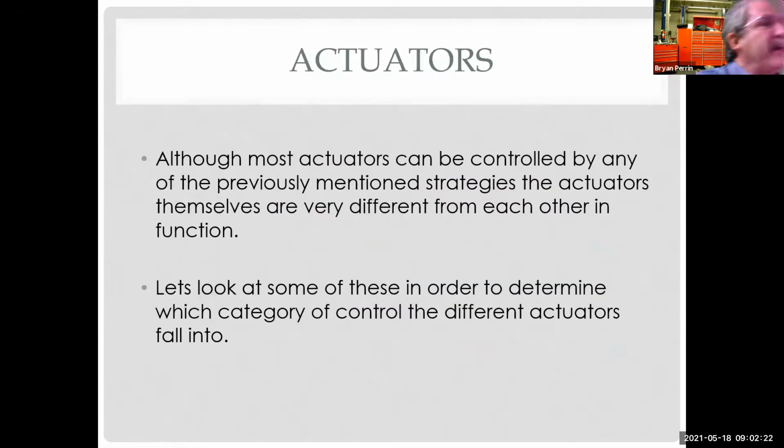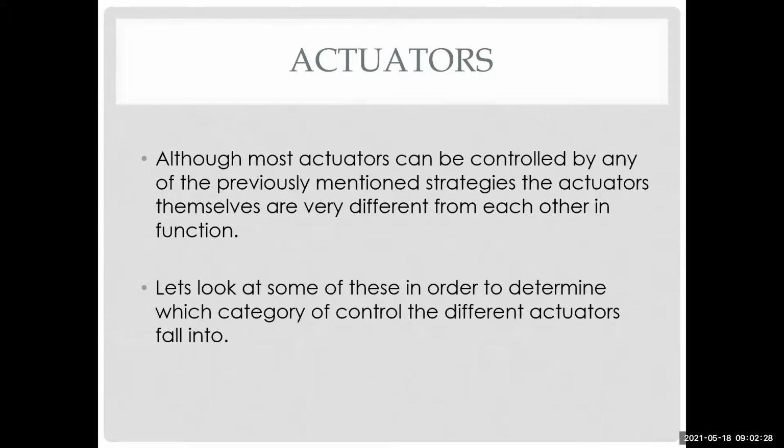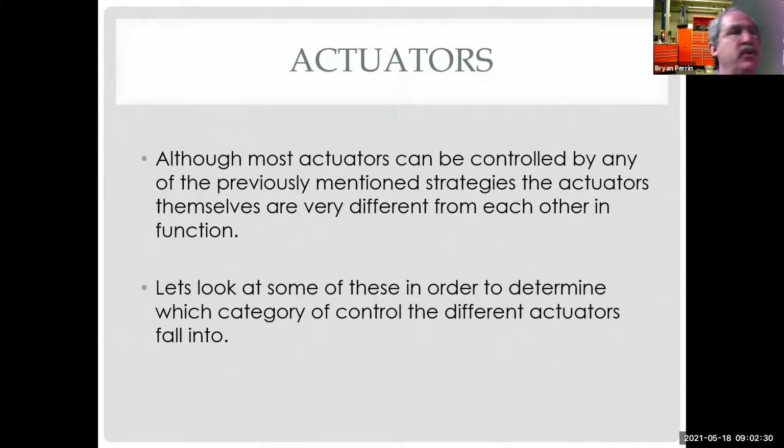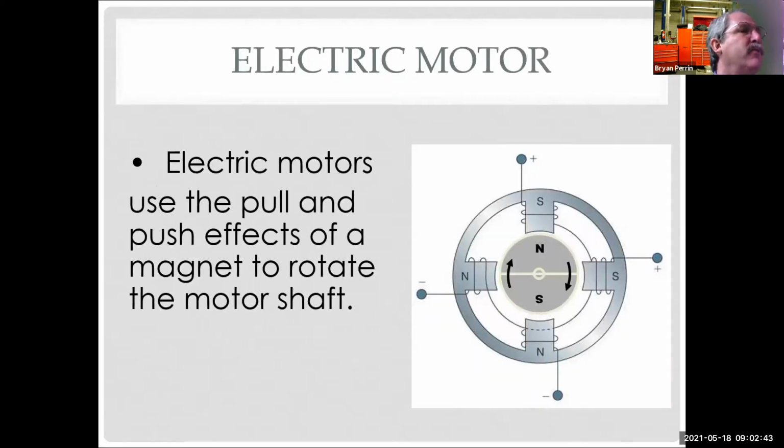So now that we've talked about how we control actuators, let's look at some different actuators. Although most actuators can be controlled by any of the previously mentioned strategies, the actuators themselves are very different from each other in function. Let's look at some of these in order to determine which category of control different actuators might fall into. So, an electric motor.